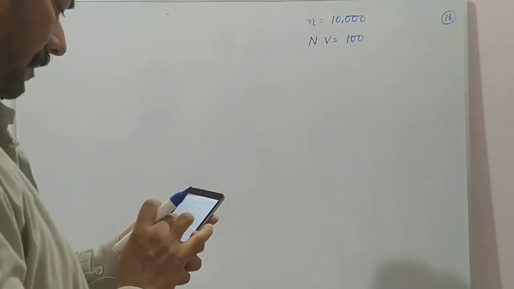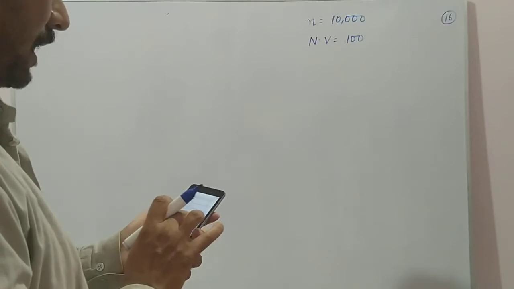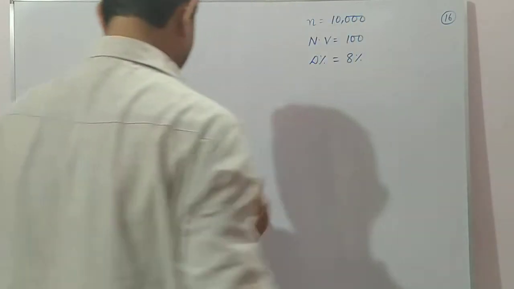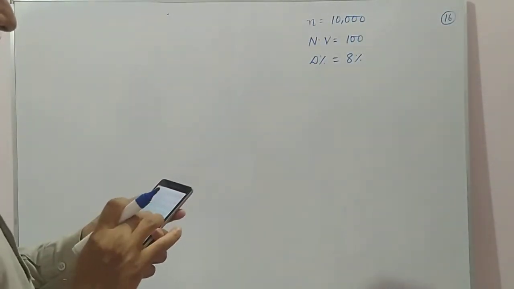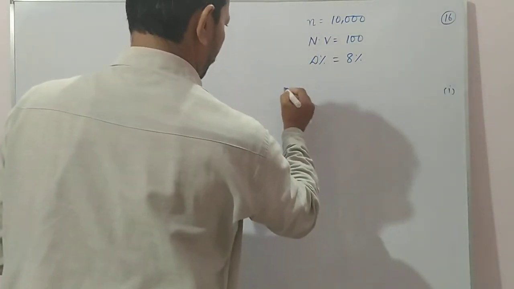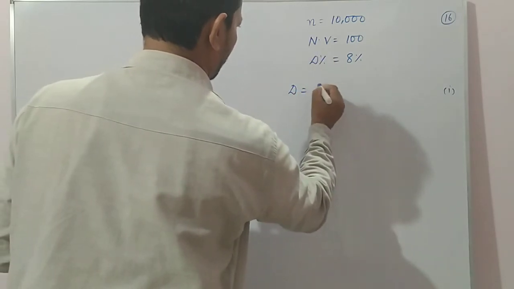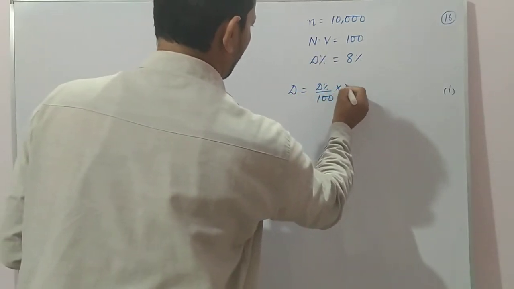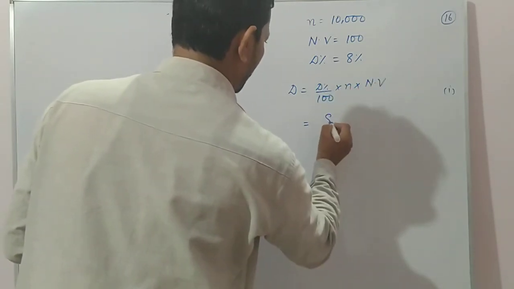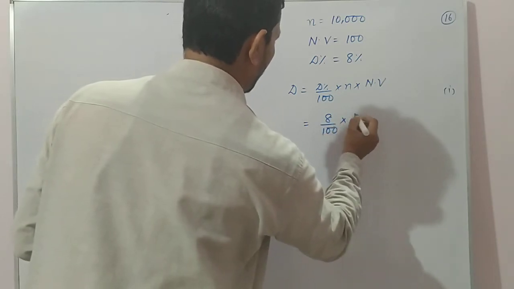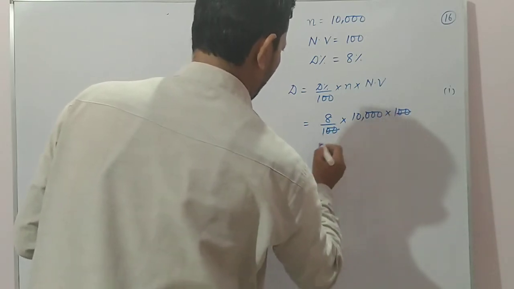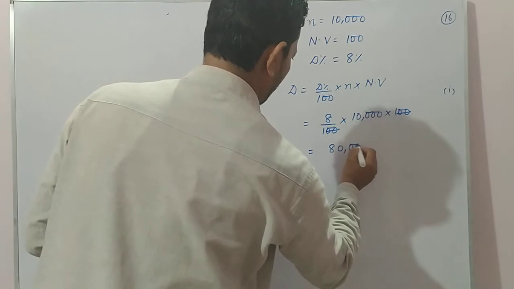Again, it is given that the company declares an annual dividend of 8%. Dividend percent is 8%. Calculate the total amount of dividend paid by the company. So the total amount of dividend paid by the company, the first part, will be dividend percent by 100 into number of shares into nominal value. So this is 8 by 100 into number of shares, 10,000, into nominal value, 100. So you are getting 80,000 dividend.